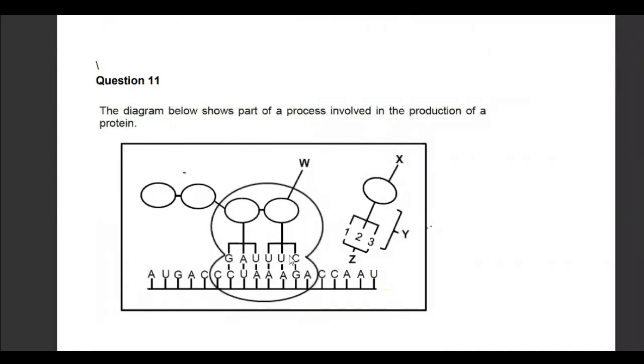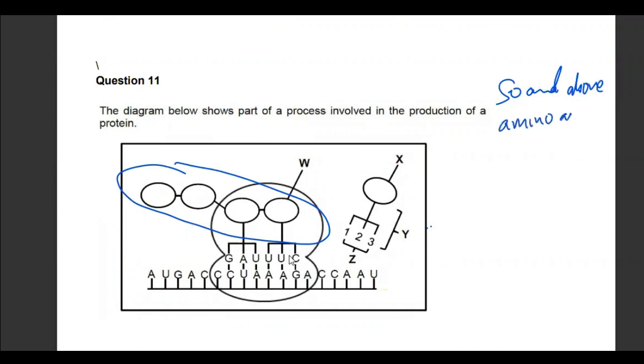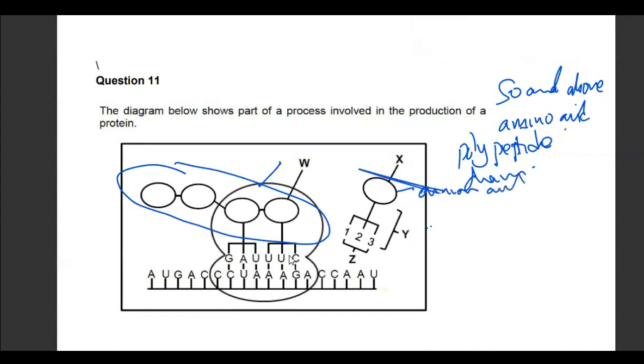Some people call this a protein. This is not a protein. It is only a protein if it is 50 amino acids and above. So what is this then? This is a polypeptide chain. Yes, so it is a polypeptide chain. So what is X? This is the amino acid.